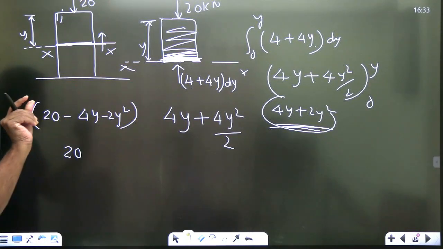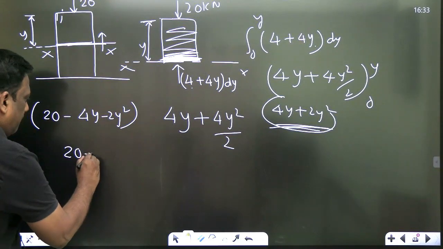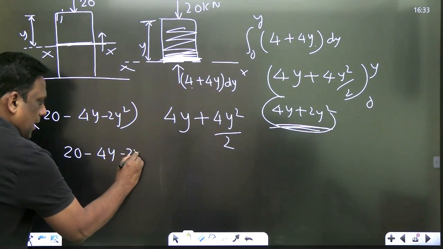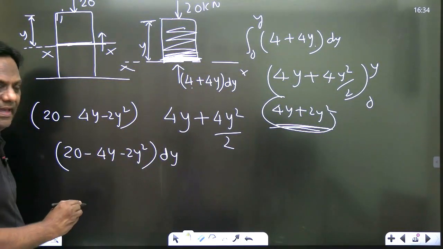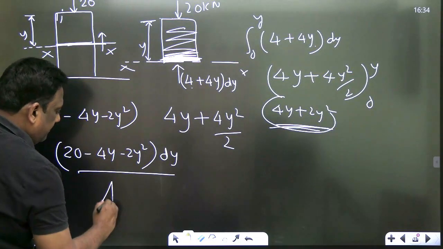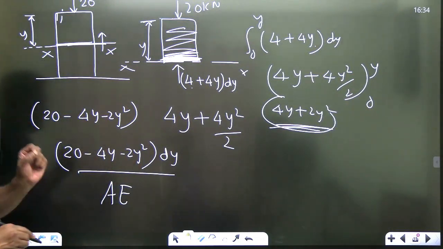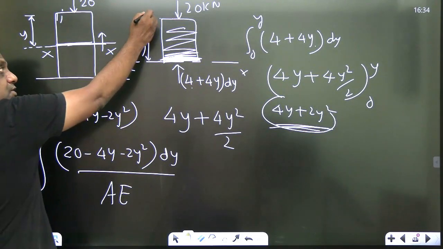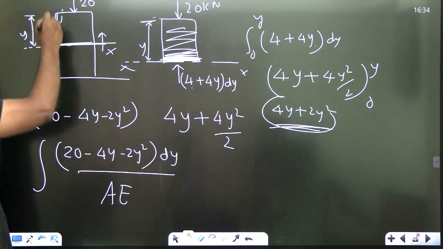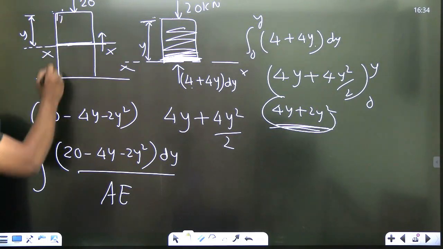Why are you taking small y? Because it is varying with y. So P minus 2y square, PL, L को हम small y ले लेंगे, PL by AE and this will give me the deformation of small dy. अगर टोटल चाहिए तो कहां से इंटीग्रेट करेंगे, टोटल पूछा है वो टोटल 0 से लेकर 2 तक.